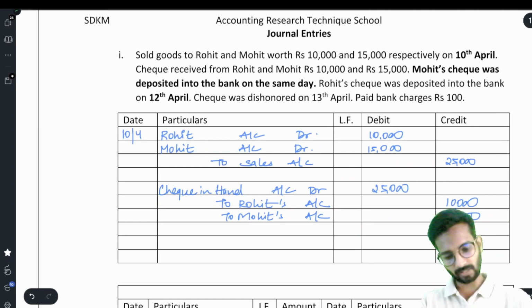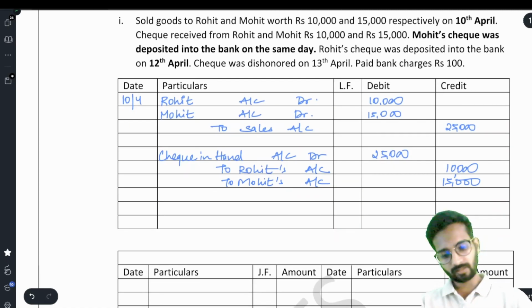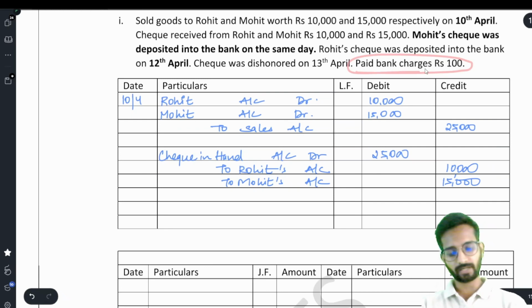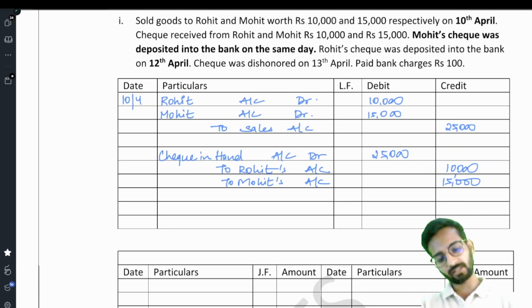Now, after this, what is happening? Read carefully. Mohit's check was deposited into the bank on the same day. Rohit's check was deposited into the bank on 12th April. The check was dishonored on 13th. He paid bank charges rupees 100. What is happening now? See. Mohit's check was deposited on the same day. It means there is no problem.